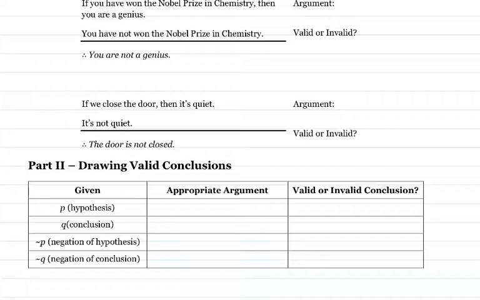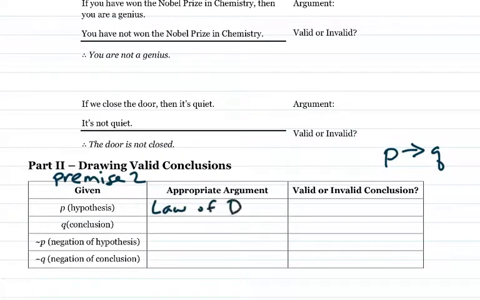When we're looking at this last part, drawing valid conclusions, we're talking about this given here, and this is referring to, in all the examples that we've seen, that premise 2. So if we're given if P then Q as our original conditional statement, and then we're given P as our premise 2, then our appropriate argument would be that law of detachment, which I'm going to shorten to law of detach, and that will give me a valid conclusion.